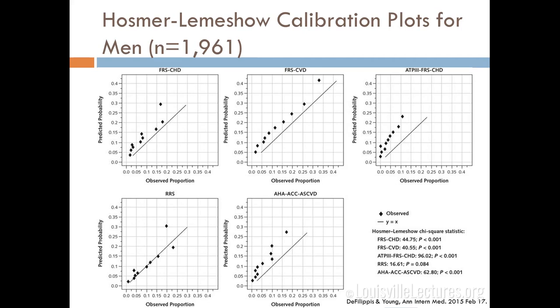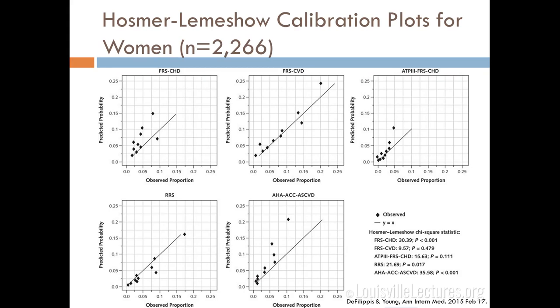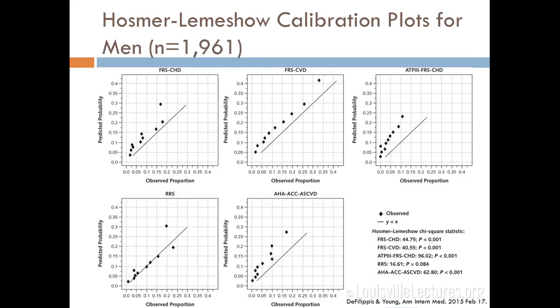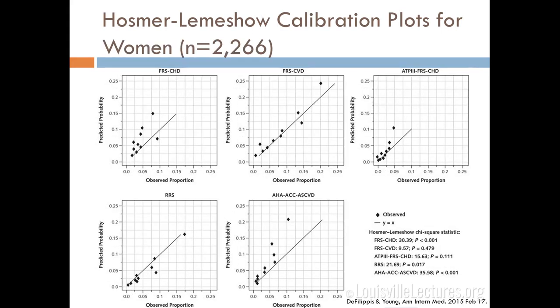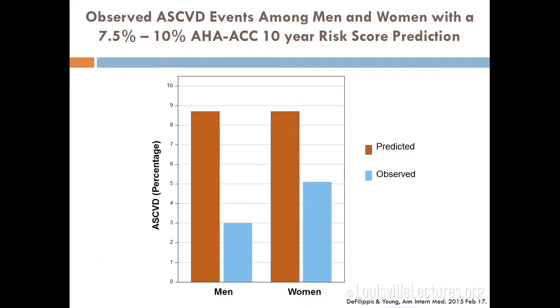And this is for men. You can see for men that the Reynolds risk score does extremely well, right? It's almost all the way on the line except for this one decile that didn't perform well. For women, this is the risk score again. Here you really see that effect, that it's kind of the higher risk women that it didn't perform as well as the lower risk.